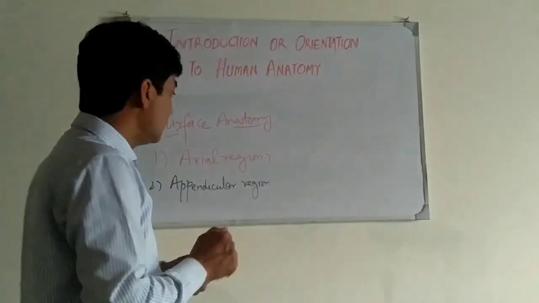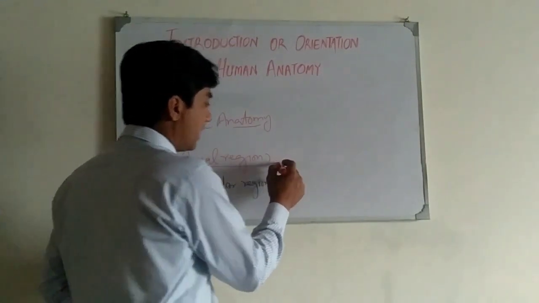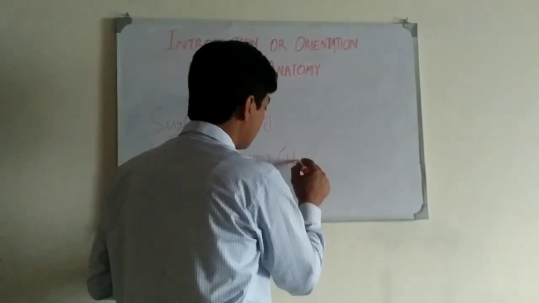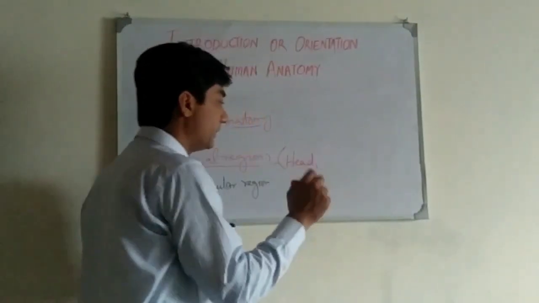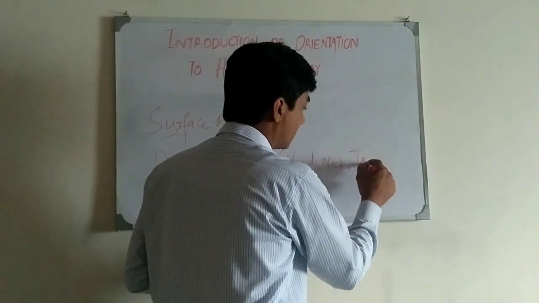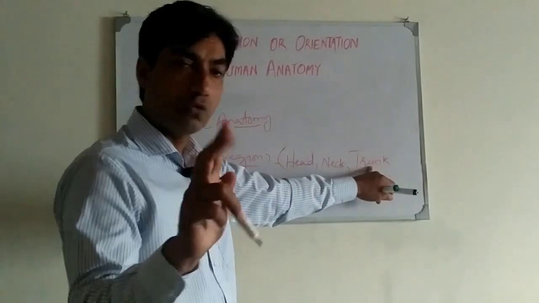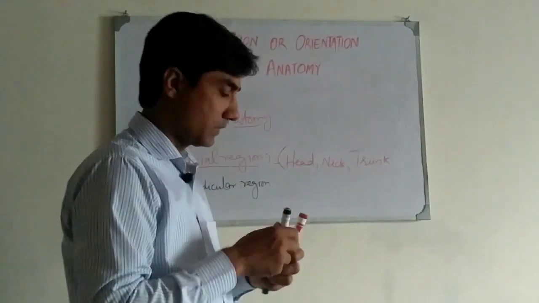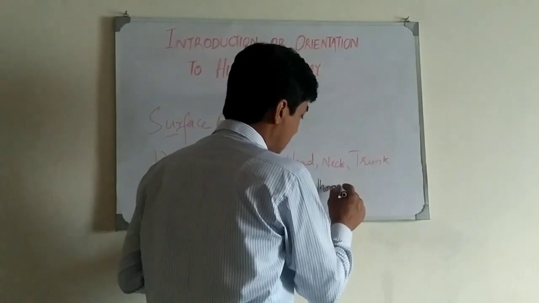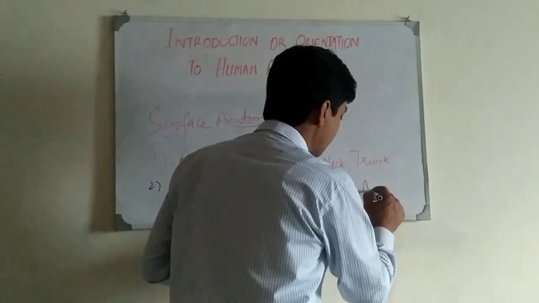The parts in the axial region, starting from the top, are first the head, then the neck, and then the trunk. The trunk is further divided into two regions: the thoracic region and the abdomen region.